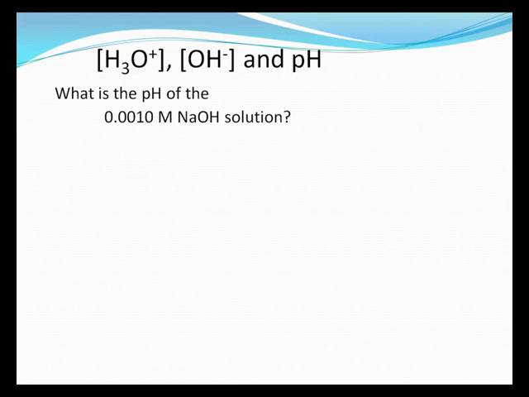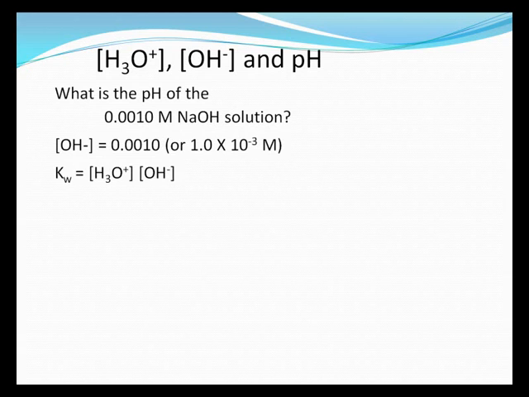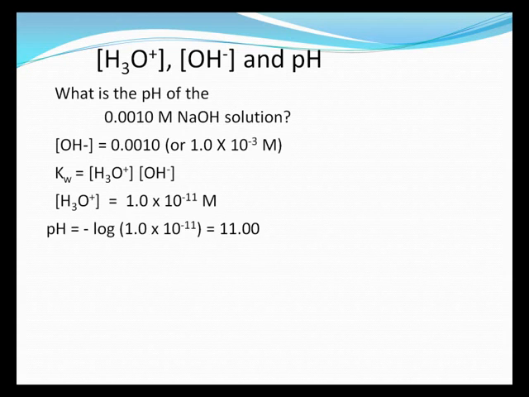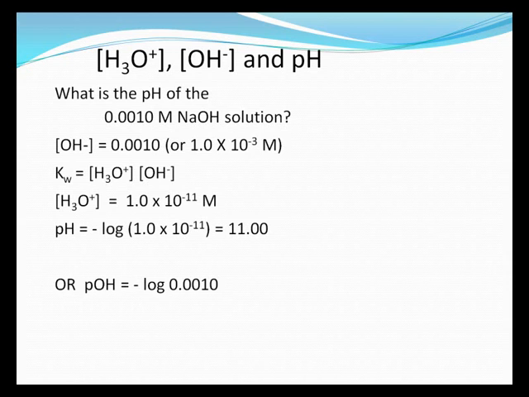So, what's the pH of a 0.0010 molar solution of sodium hydroxide? Well, the concentration of OH minus is 1.0 times 10 to the minus 3 molar. So the Kw is equal to H3O plus times OH minus. And in the traditional way, we can go ahead and calculate and find that the pH is going to be 11. However, there is an easier way.